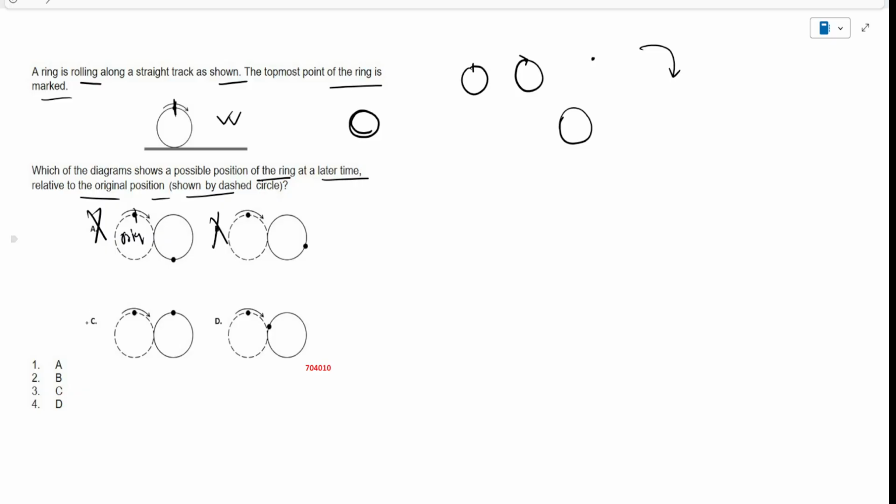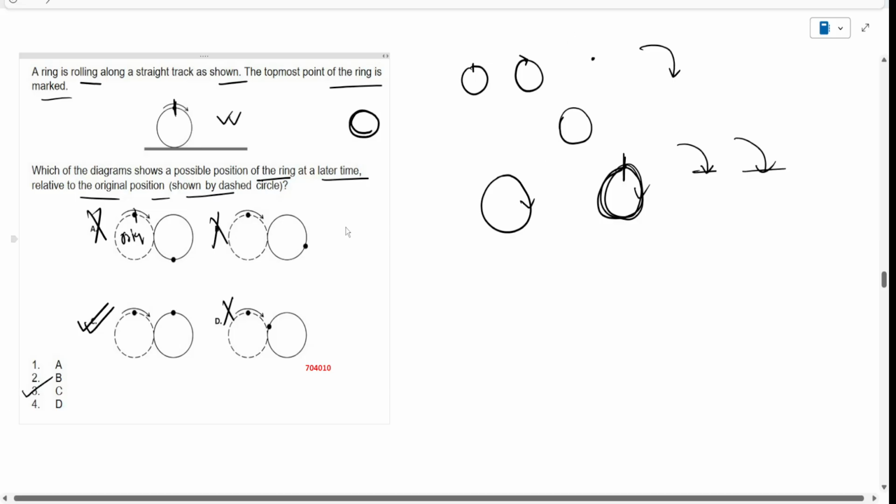Okay, so C is the correct answer, not D, because this is a circle, therefore it completes a circular path. That means after some time it actually repeats the same position. So if this is the position after a certain time, if the original is here, then at a later time both the positions will be the same actually. Fine. So option C is the correct answer.